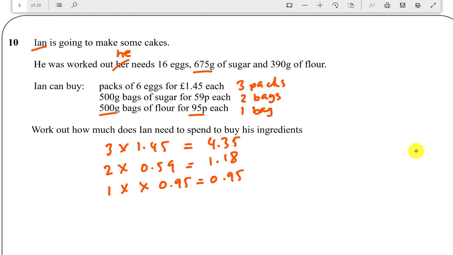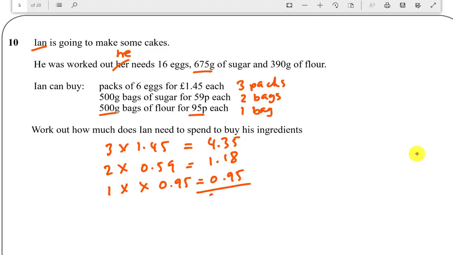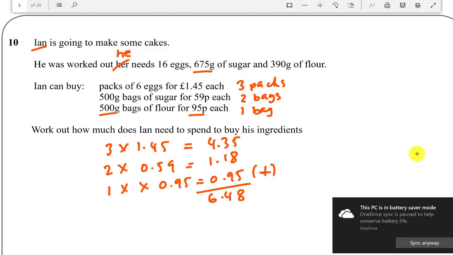We need to add them all together. So we have £4.35 added to £1.18 added to 95 pence. That gives a total of £6.48. So we added them together. So the answer is Ian needs to spend £6.48 to buy his ingredients.